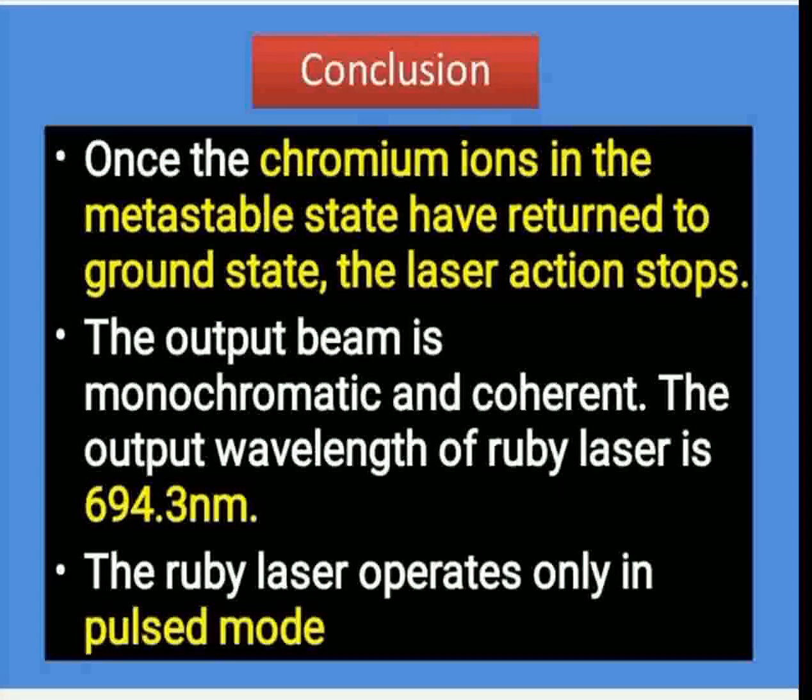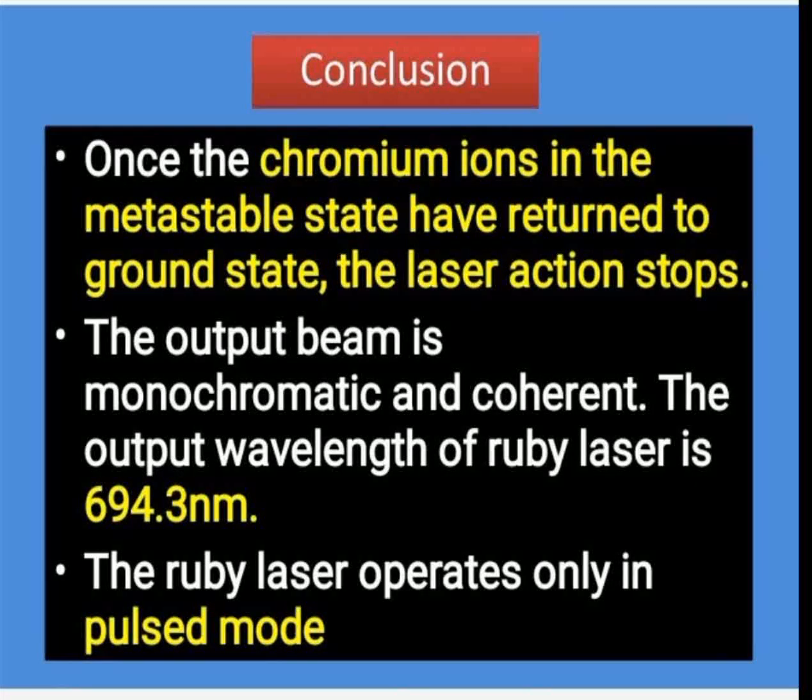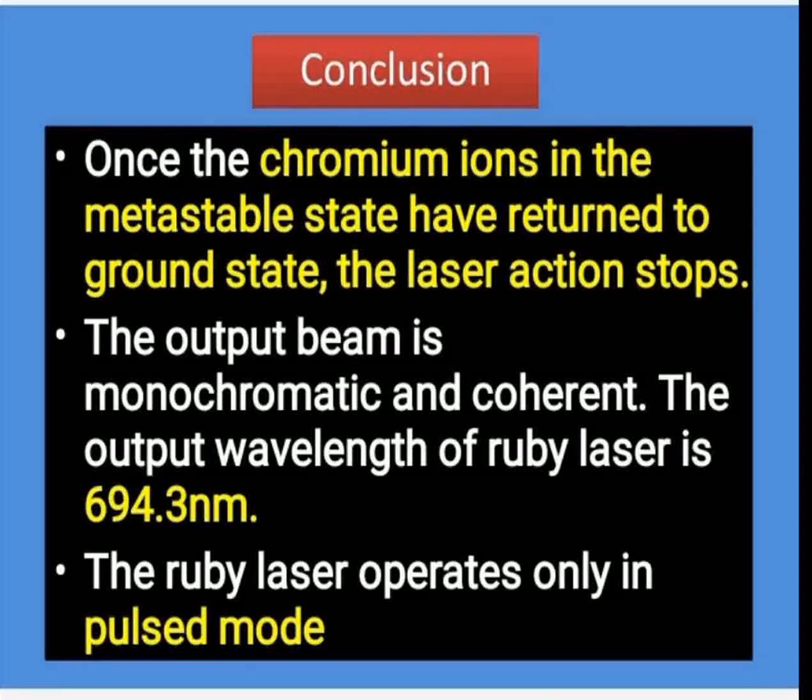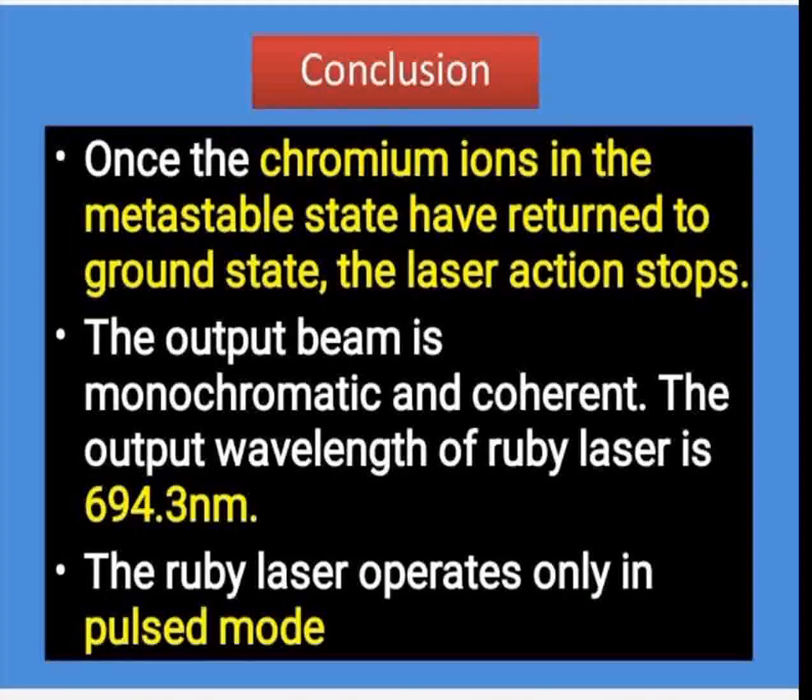Conclusion. Once the chromium ions in the metastable state have returned to the ground state, the laser action stops. The output beam is monochromatic and coherent. The output wavelength of the ruby laser is 694.3 nanometer and the output power is 10^4 to 10^6 watts. The ruby laser operates only in pulsed mode.